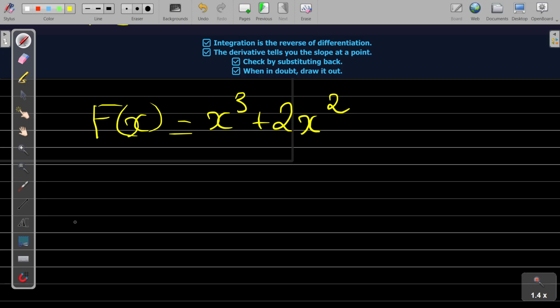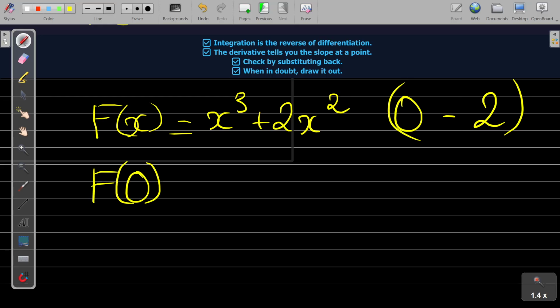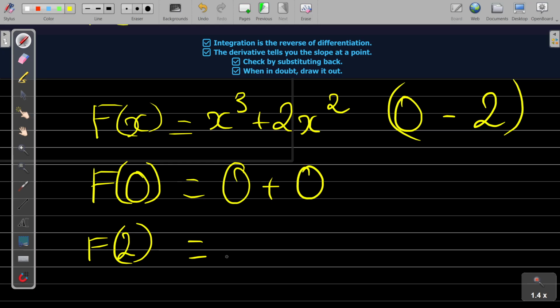I'm just rewriting this. Now I need to substitute the values. Remember, we have the bounds from 0 to 2. So let's find out where the values of F(0) and F(2) currently are. I'll calculate this pretty quickly. F(0) will be 0 plus 0 because both factors are 0, and F(2) here means 8 plus 8 as well. It's pretty standard. This will be 16.